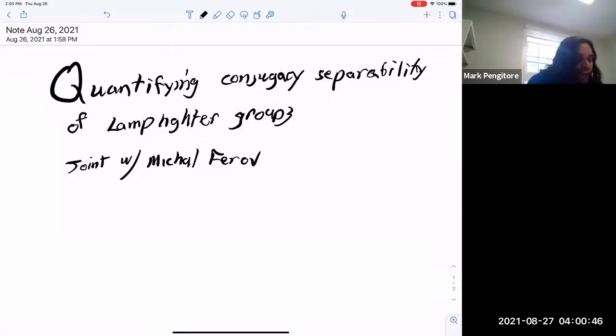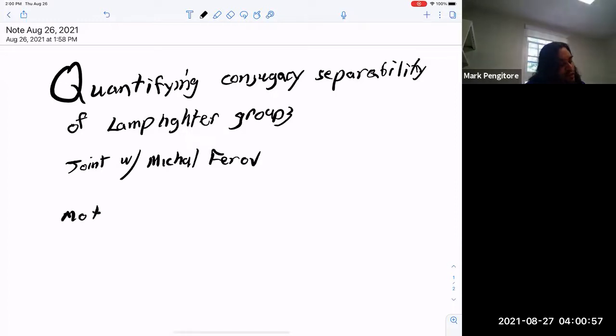Okay, so today I'll be talking about quantifying conjugacy separability of lamplighter groups, and this is joint with our own Michal Ferov. And our motivation is to study infinite groups with finite groups.